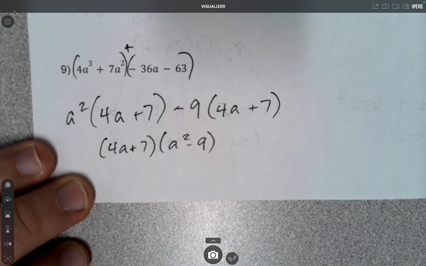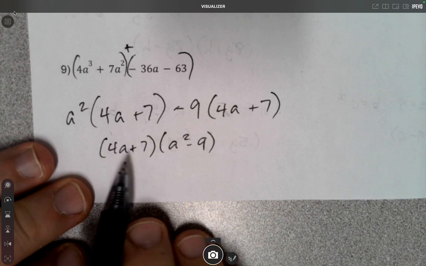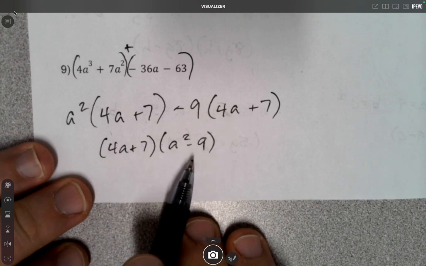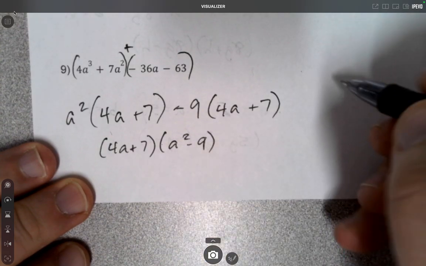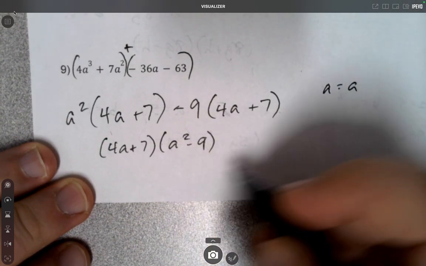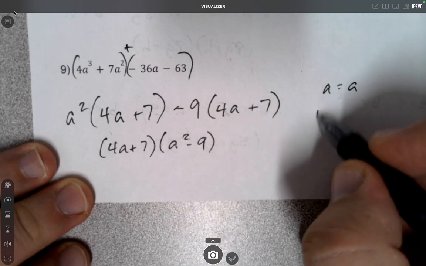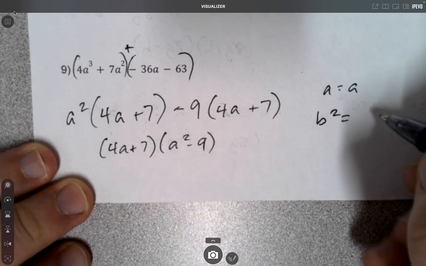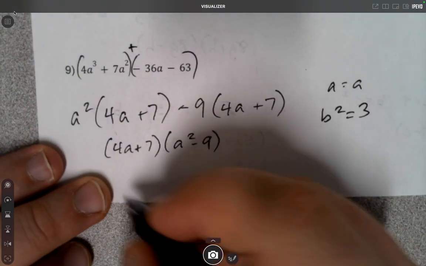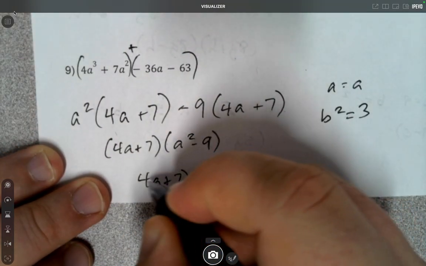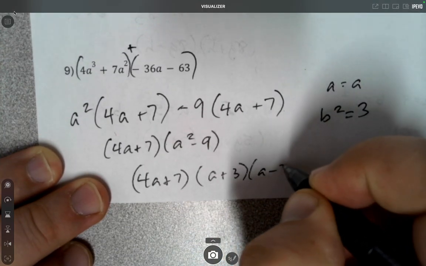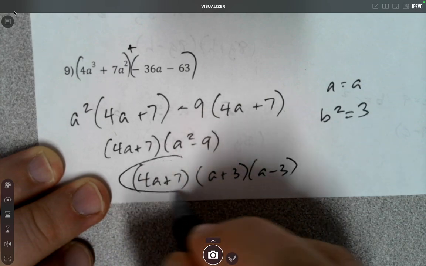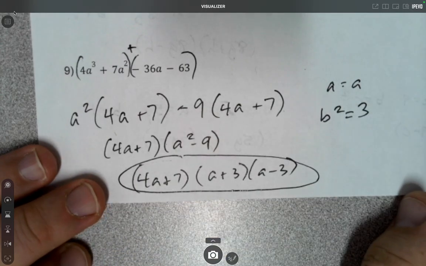Oh my gosh, that dastardly teacher. This can't be done anything further, but this one is the difference of squares. I've got 2 terms being subtracted. They're both perfect squares, so I can say a is a, because this is the a squared, the 9 is b squared. Square root of that is 3. So that one can be fully factored by writing a plus 3, a minus 3. So that would give us our final answer.